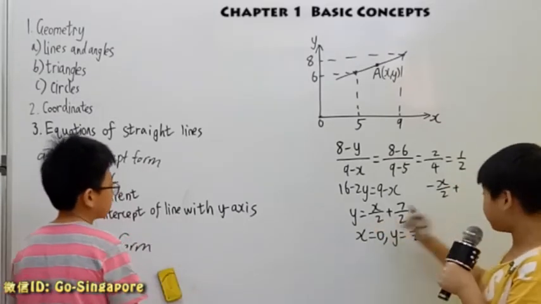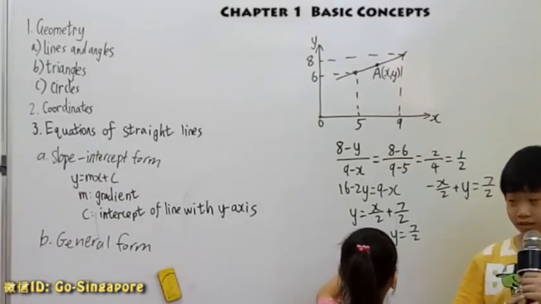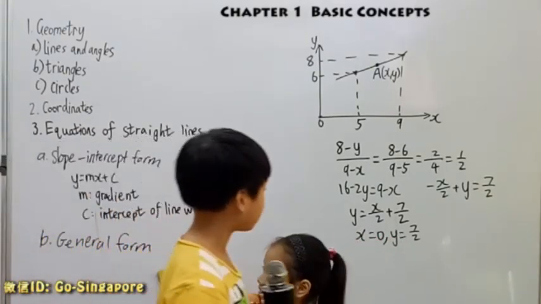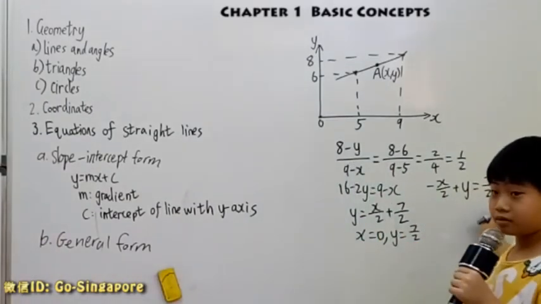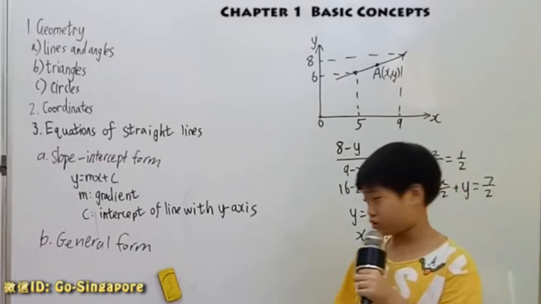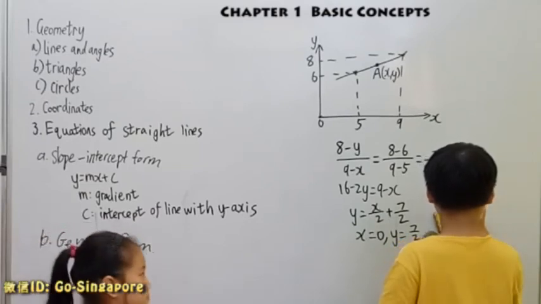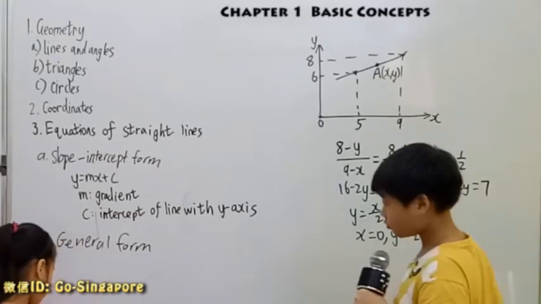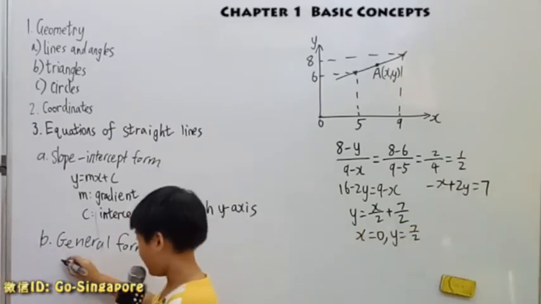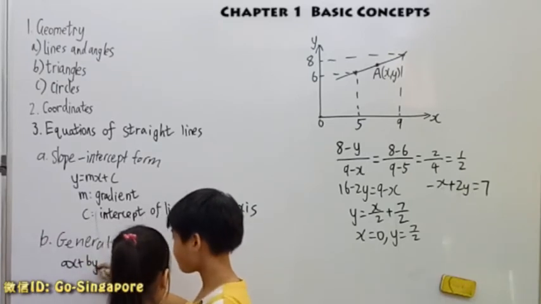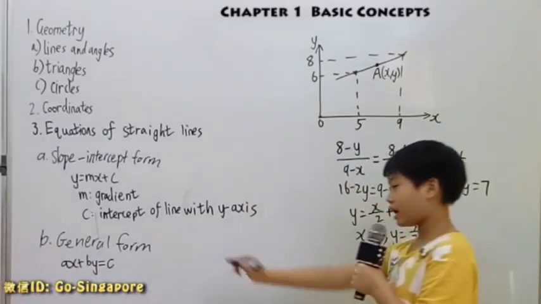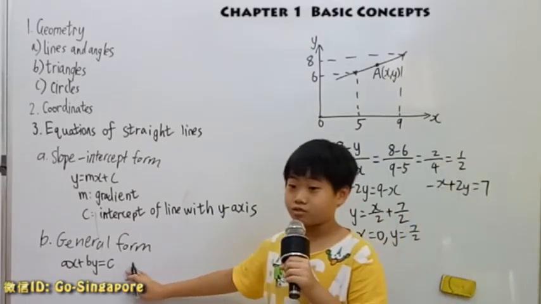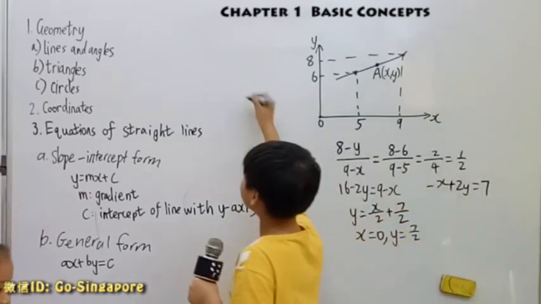So this x can move here, which will be like this. So actually, that is it. Diagonal B. So it's like this, right? Well, actually, on both sides we times 2, right? So it'll be like this, which then you will have ax plus by equals c, right? So this is for the general form, right? Yes, and we'll move on to the next one, which is C.